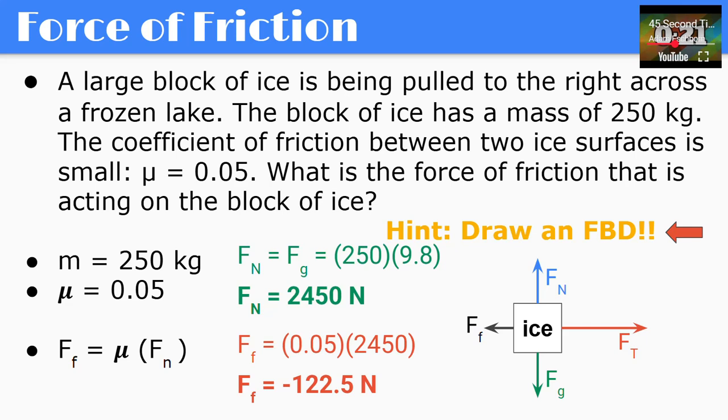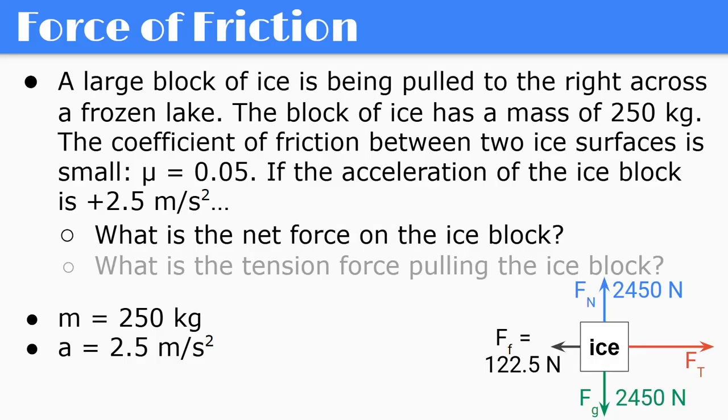Okay, all right, so let's do some follow-up questions. What is the net force on the ice block, and what is the tension force pulling the ice block? And I added one more piece of information to the question. If the acceleration of the ice block is positive 2.5 meters per second squared, we need that because there are two ways we can find net force.